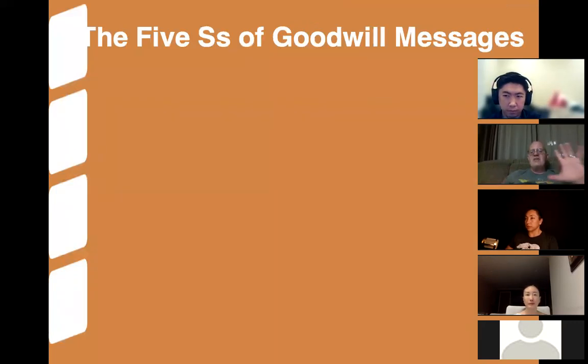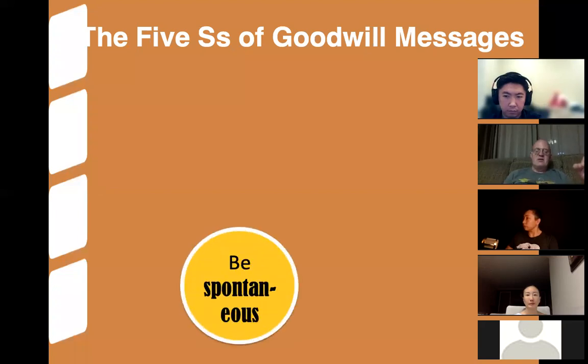So there's 5 S's of a goodwill message. The first S is be spontaneous. Spontaneous means, do it right away. Don't do it a month and a half after whatever you're praising occurred.